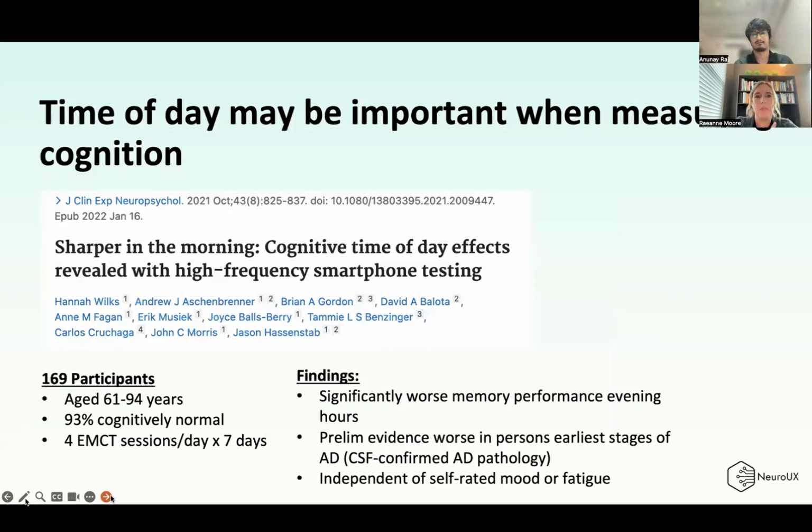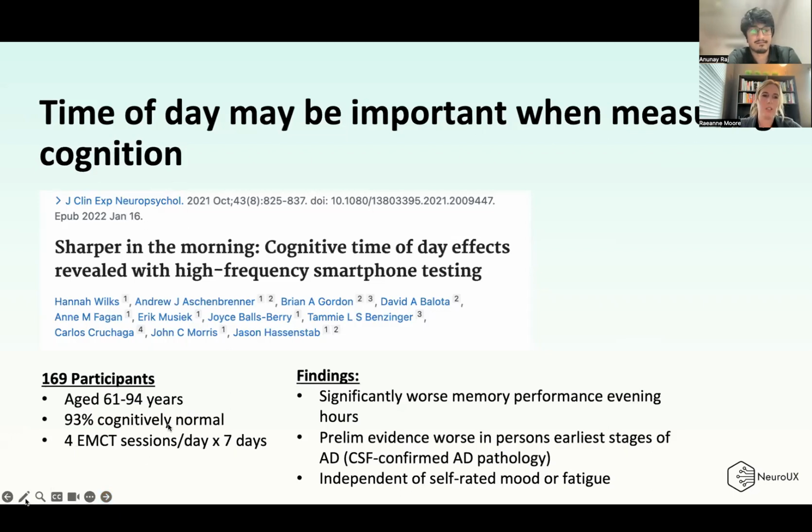Another interesting paper by the same group that did the Nicosia et al. paper, this is Jason Hassenstab's lab in St. Louis, is looking at time of day when measuring cognition. So traditionally, at least at UCSD, we tell our patients and our participants to come in the morning because that's when people are typically thought to be cognitively at their best. But maybe we don't want to actually be measuring people at their best if we're trying to capture impairment or changes in cognition.